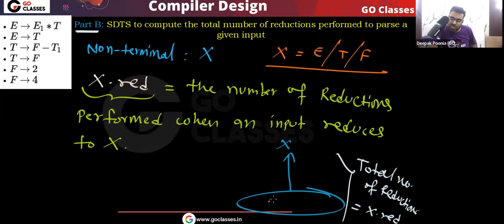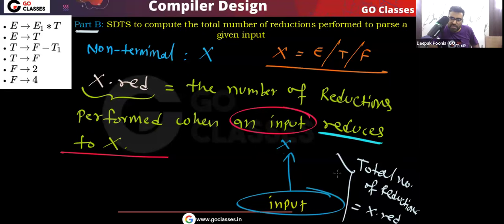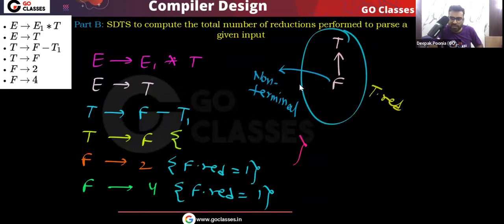The same thing here, you can see some input. When some input is reducing to x, then what is the total number of reductions performed? That is x dot red. So here you can see that this f is basically non-terminal, so definitely at this f we will not stop. Maybe we will go to 2 or we will go to 4, but overall the point is that the t dot red will be equal to one reduction is this, plus whatever is the number of reductions to reduce the input to f. Do you agree with me?